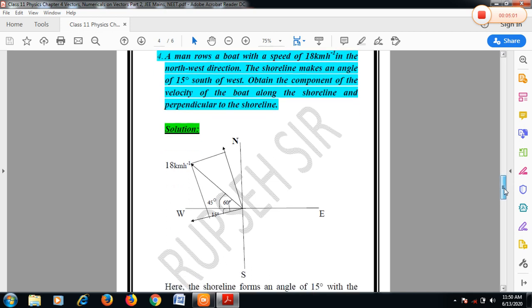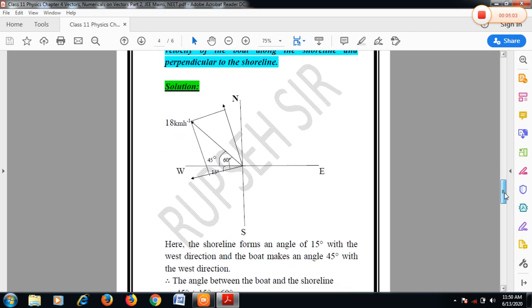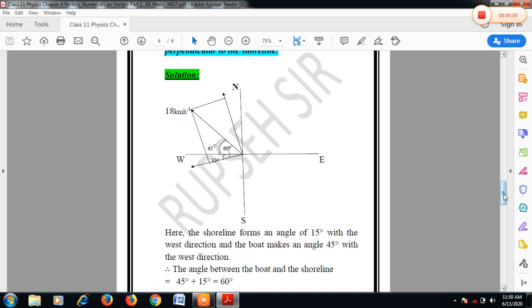Okay, have a look at this figure. Here the shoreline forms an angle of 15 degrees with the west direction. Here it is, the shoreline, which makes an angle of 15 degrees with the west, in the south. And the boat makes 45 degrees with the west direction in the north, that is, in the northwest.